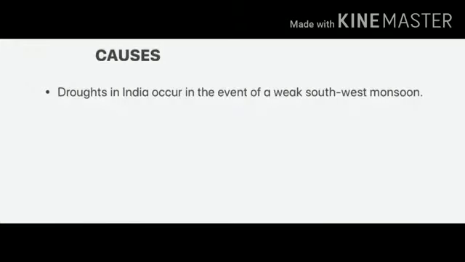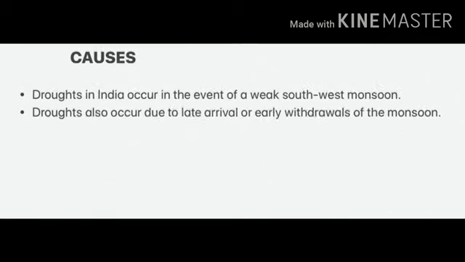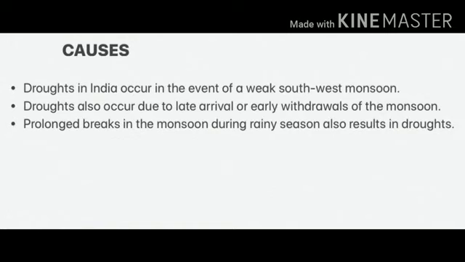Firstly, drought in India occurs in the event of a weak southwest monsoon. A weak monsoon results in deficient rainfall and droughts occur. Droughts also occur due to late arrival or early withdrawal of the monsoon. Prolonged breaks in the monsoon during the rainy season also result in droughts.